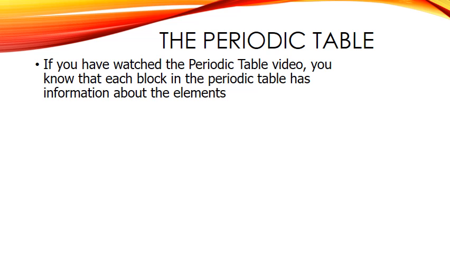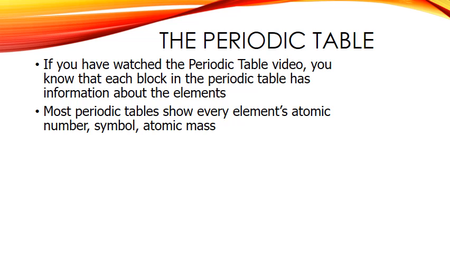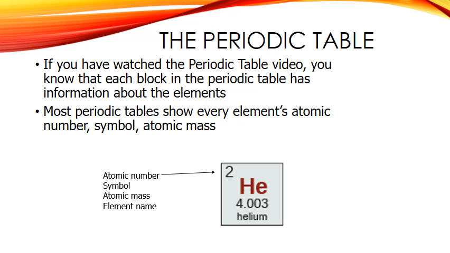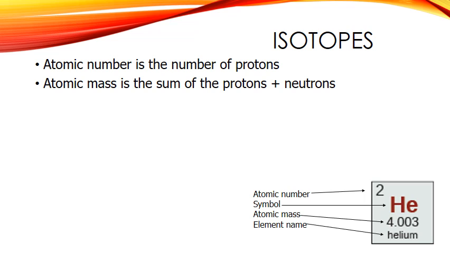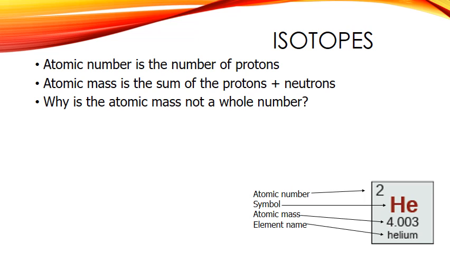So if you've watched the periodic table video, you know that each block has information about the elements. Most periodic tables show the element's atomic number, symbol, atomic mass. Some may even give the name. Atomic number is the number of protons in the nucleus. The atomic mass is the sum of the protons plus the neutrons. So why is the atomic mass not a whole number? Can you have a fraction of a neutron?